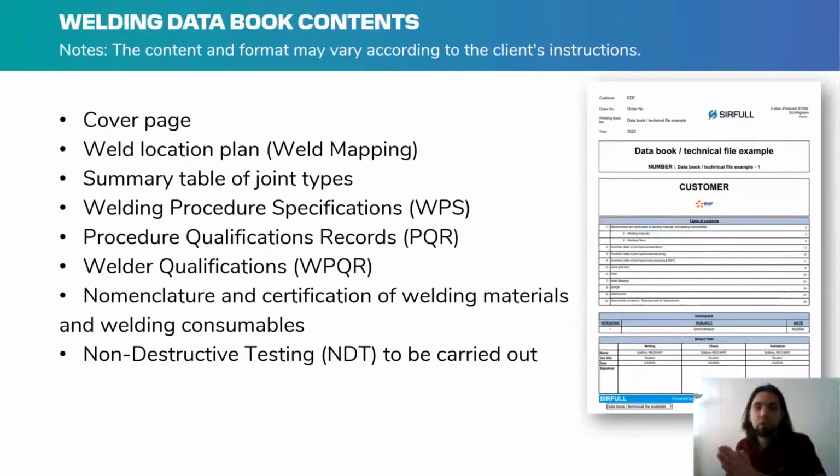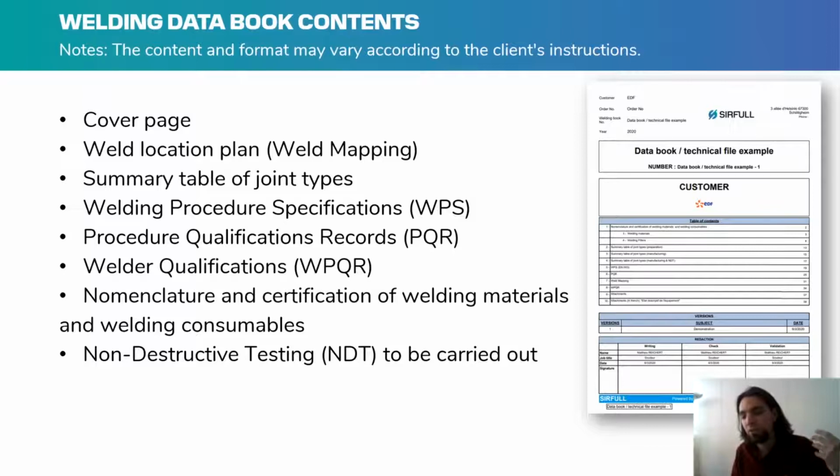The composition of the welding data book, or the contents, are generally this one. Not every time, but the majority. The backbone of the welding data book could be this one, I suppose. So you've got a cover page, you've got the weld location plan or weld mapping.